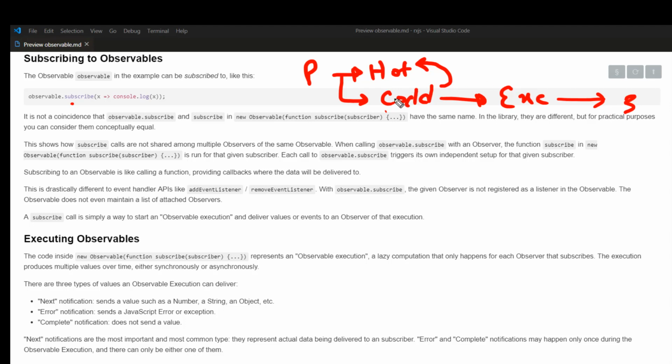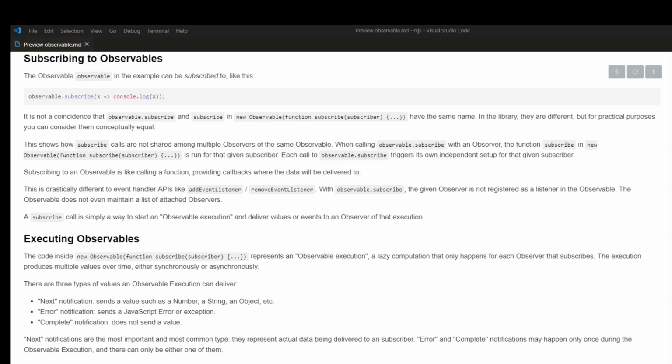It's because you have a cold stream. You have to make it hot. So once you make it hot, it will call it 1 time, and for the rest of the 2 times, it will use the cache value and returns the data to the producer, which will basically get to the consumer. Let's proceed further. Now, executing observables, we have discussed that.